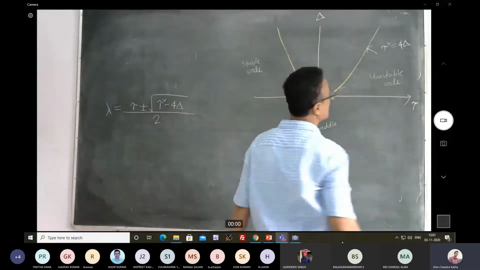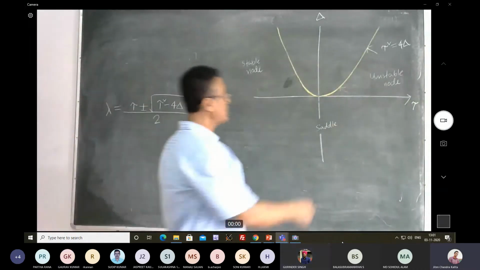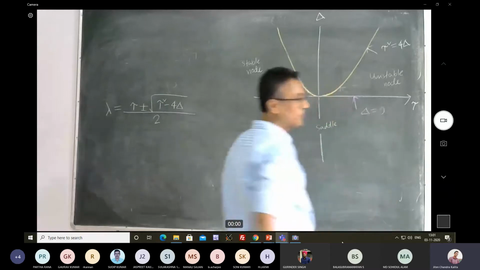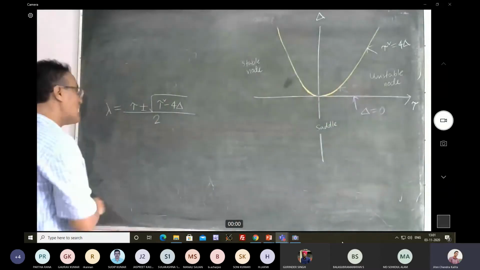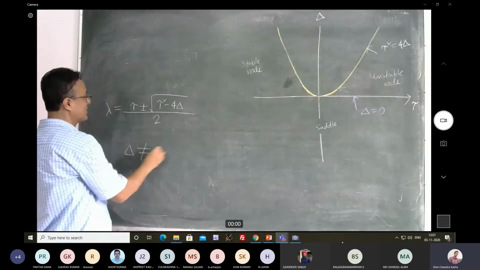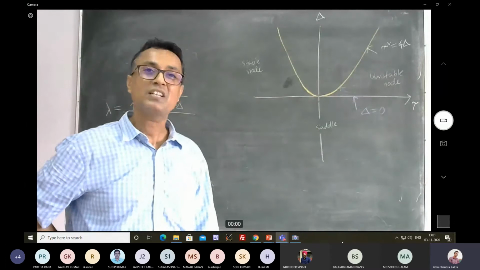This line corresponds to what? Delta 0. This line corresponds to delta equal to 0. So earlier we assumed that delta is strictly not equal to 0 because we wanted, why?